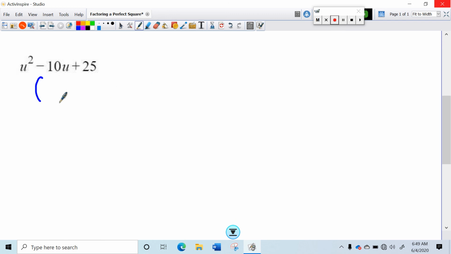Make your parentheses with your squared. You have a u, a minus sign, and the square root of 25 is 5, because 5 times 5 equals 25. 2 times 5 is 10 times u is 10u, so that's what you had in the middle, so you are correct.